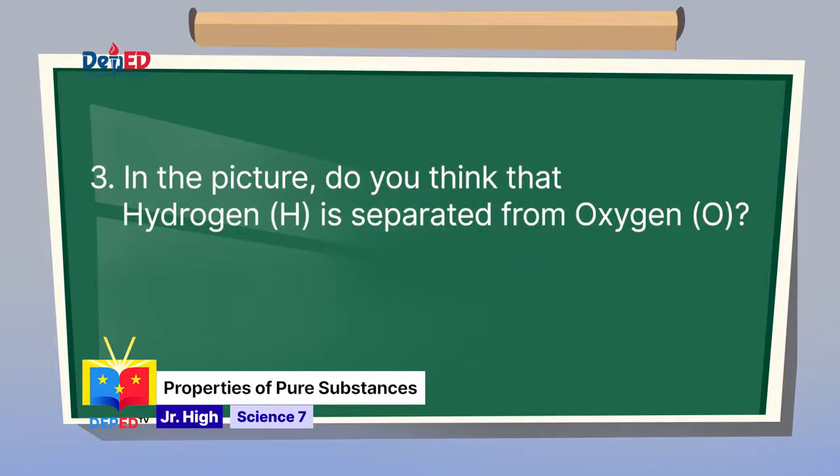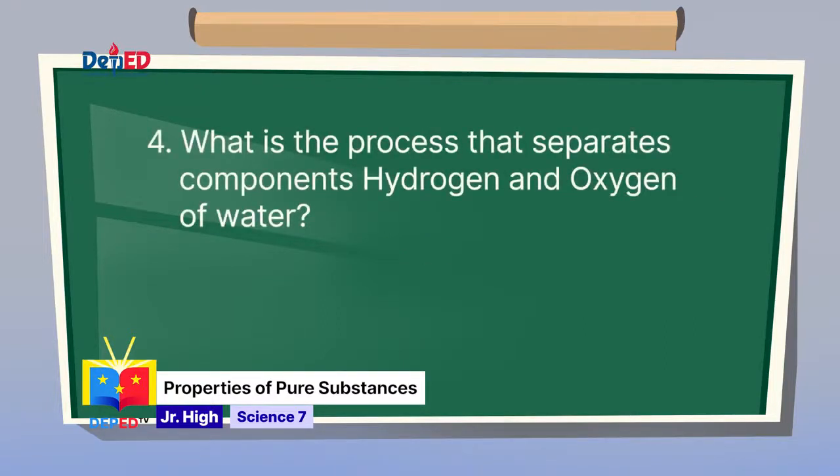In the picture, do you think that hydrogen or H is separated from oxygen or O? In the picture, it shows that hydrogen is separated from oxygen. The correct answer is yes. Number 4. What is the process that separates components of hydrogen and oxygen of water? The process that separates components of water is electrolysis.